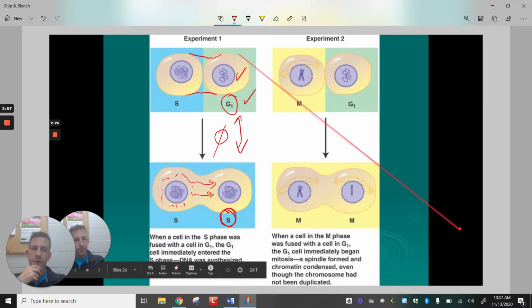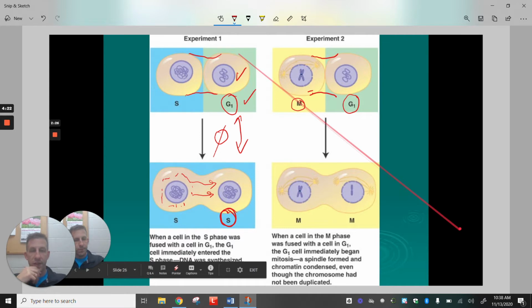Okay, so they take a cell that is in the mitotic phase, M phase. We can see that because it's actively condensing its chromosomes. The centrosomes have created microtubules and they're moving. Okay, so they're in the active dividing phase. We're going to fuse it with a cell in G1. We're going to fuse the cell membranes together. We're going to see what happens.